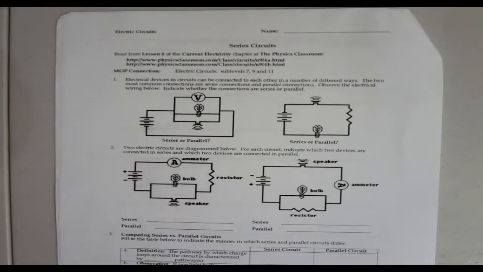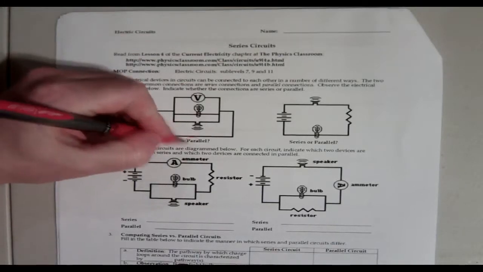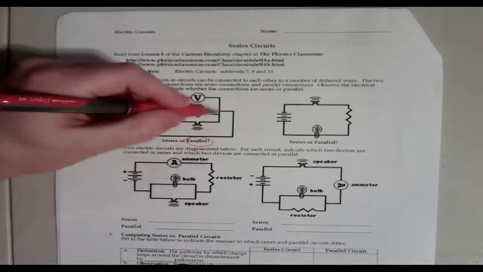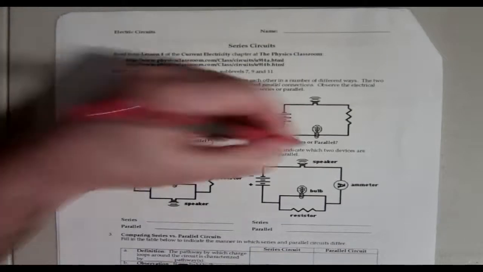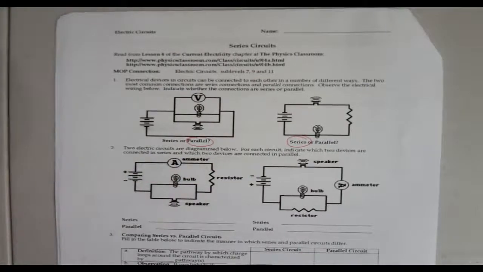Alright, so we got the left one and the right one. We know that in series, there's only one pathway. In parallel, there's multiple pathways. So this one's not real hard, not real tricky. The one on the left is parallel, because it has multiple pathways. The one on the right is series because there's just a single pathway, right?